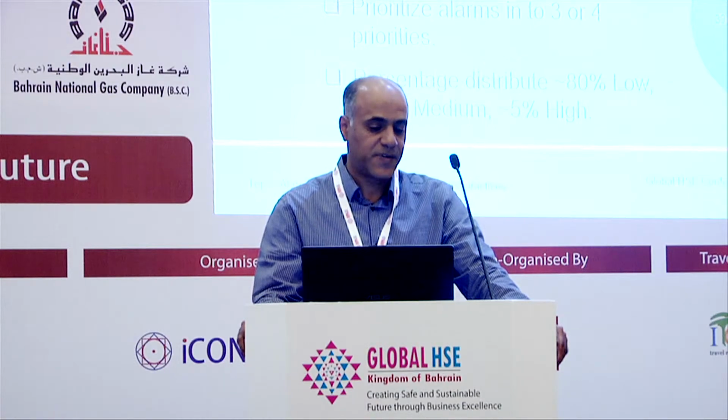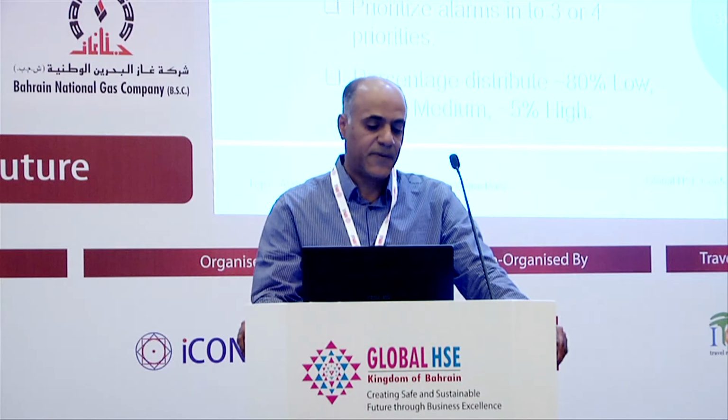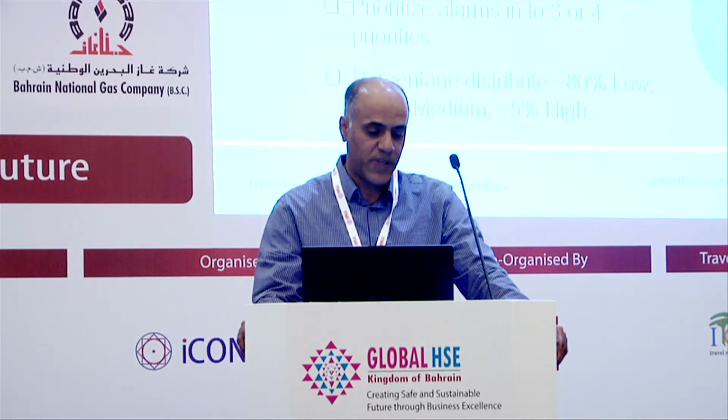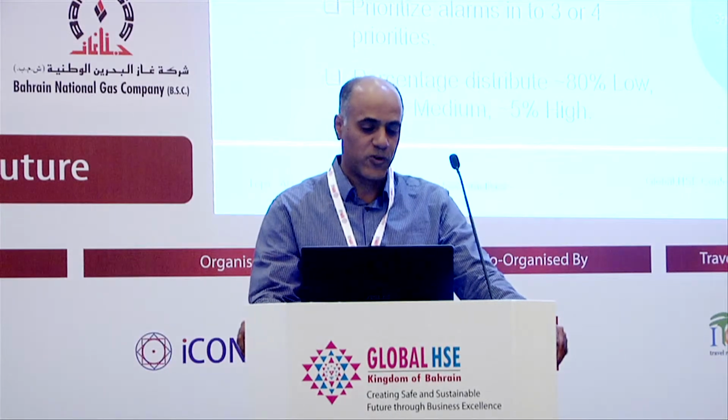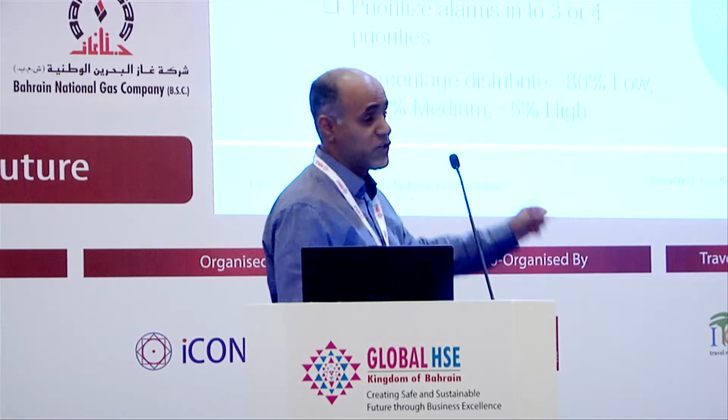And normally it has 3 to 4 priorities. And the recommended percentage of distribution will be 80% for low, 15% for medium, and 5% for high, which is totally against what I'm showing in the pie chart here.